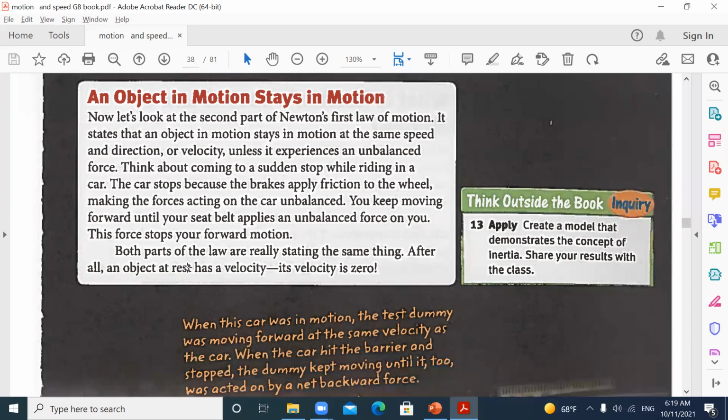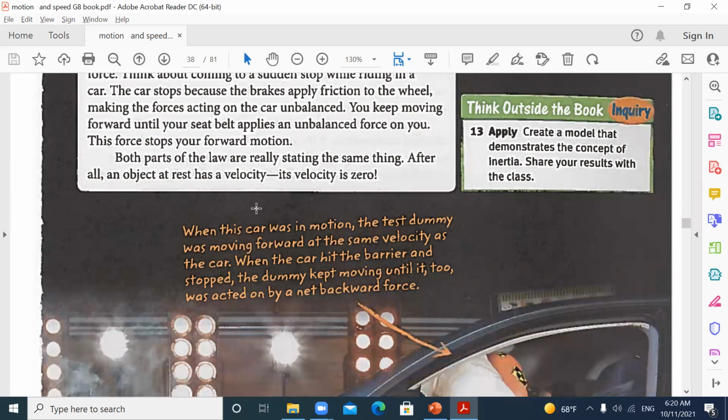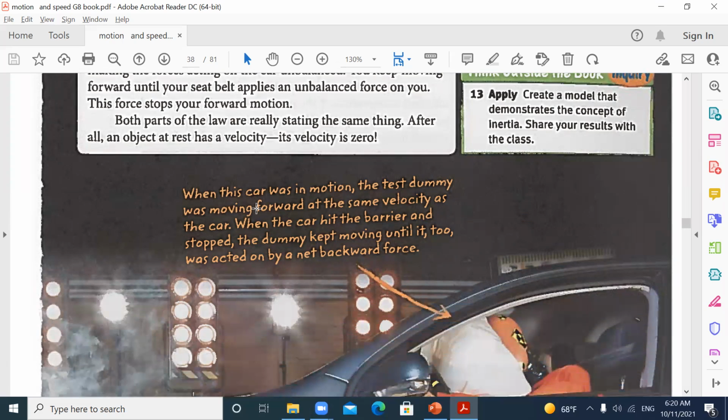What about your seat belt? Your seat belt applies an unbalanced force on you also. This force stops your forward motion. Both parts of the law are really stating the same thing. After all, an object at rest has a velocity of zero.